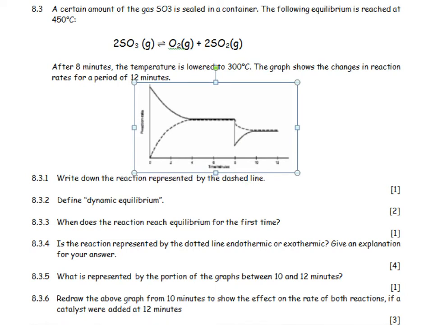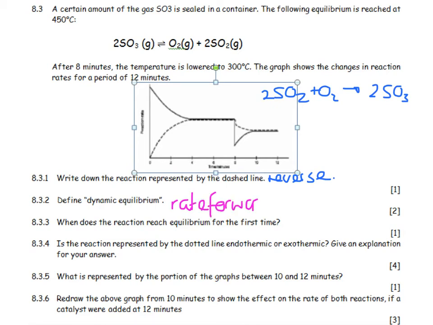Well, the forward reaction is always the one that starts higher, and therefore it must be the reverse reaction. And therefore, you could have just told me it was reverse, which is acceptable, or you could have written it the other way, which is 2SO2 plus O2 gives me 2SO3. Dynamic equilibrium is when the rate of the forward reaction is equal to the rate of the reverse reaction.